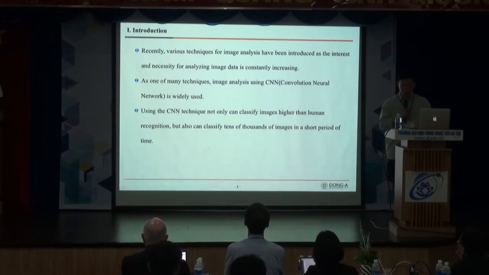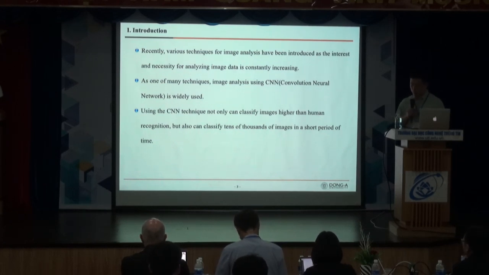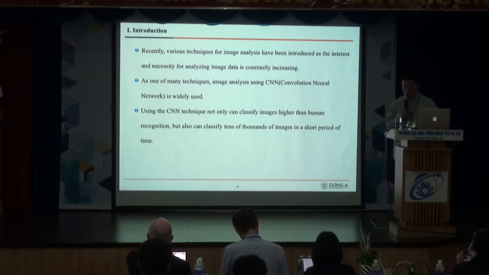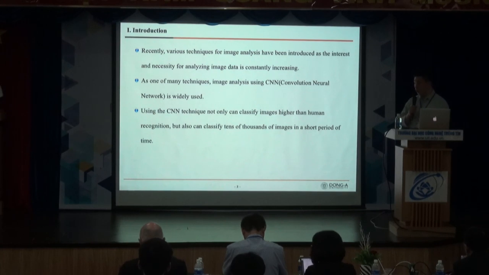As one of many techniques, image data analysis using CNN, which means convolutional neural network, is widely used. Using the CNN technique, not only can we classify images better than human recognition, but we can also classify tens of thousands of images in a short period of time. The result of image analysis using CNN can be applied to a variety of fields.